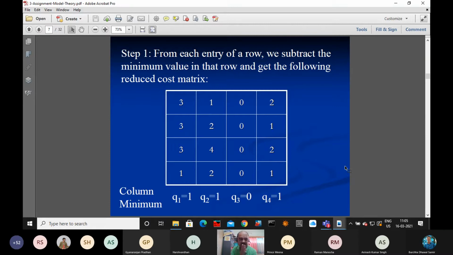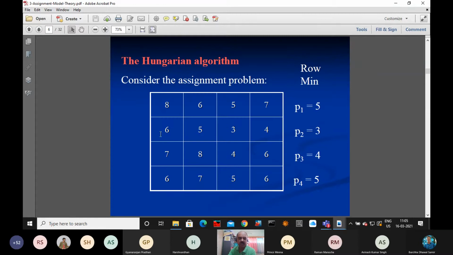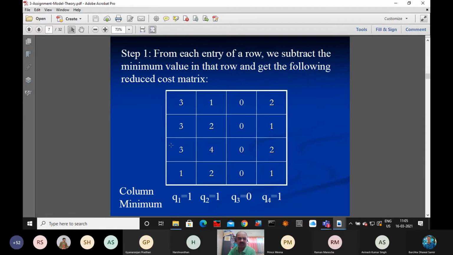So since there is no 0 in the first column, we take the minimum value of the first column elements. The minimum value is 1, we subtract. So if you subtract, the elements are becoming 2, 2, 2 and 0. Now in second column there is no 0. So we subtract the minimum value. So minimum value is 1. So as a result, there is a 0, then 1, then 3, then 1.